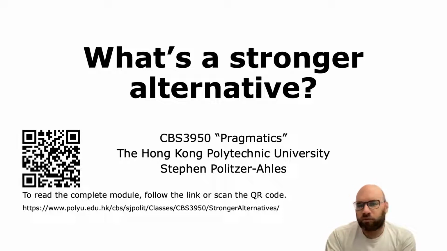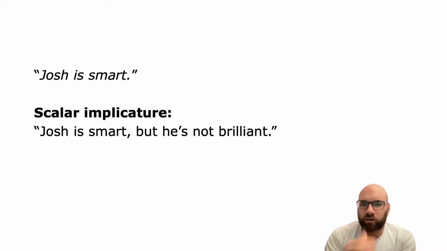So for a few modules in the past, we've talked about scalar implicatures. These are the implicatures that come up when someone says something, but by saying that, they also suggest that something stronger or more specific is not the case, right? So the example we've been seeing a lot is if someone says, Josh is smart, then we might think that person actually means he's kind of smart, he's smart enough, but he's not brilliant, he's not a genius. This is an example of a scalar implicature.